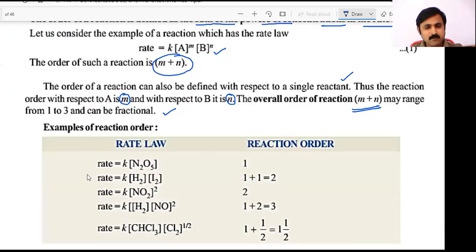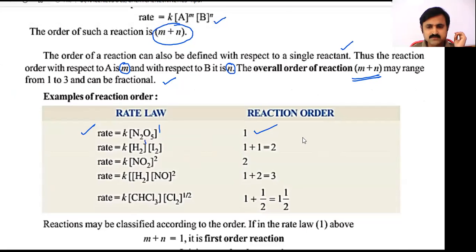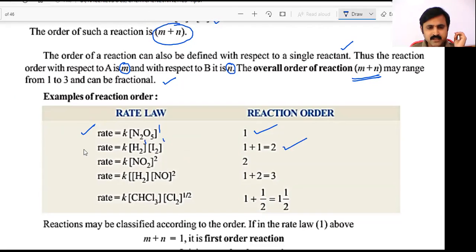Coming to the above reactions' rate expressions and overall order of reaction. The power of N2O5 is 1, so the order of reaction is 1. Here the powers of H2 is 1, I2 is 1, and 1 plus 1 is 2. In the NO2 decomposition reaction, the power is already there in the rate law, that is 2, which is the overall order of reaction. And in this rate expression, the power of H2 is 1 and NO is 2. So 2 plus 1 is 3.